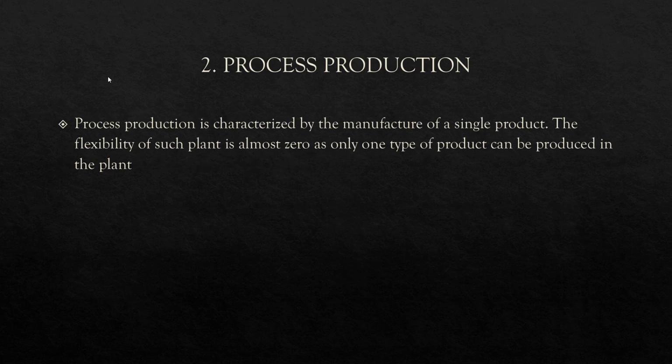Now we can study the second one, that is process production. It is also a continuous production. It is characterized by the manufacture of a single product. For example, petrol, kerosene, refineries, diesel, refined oil, etc. Here what happens is the process usually operates to maximize utilization and to avoid expensive shutdowns and startups.